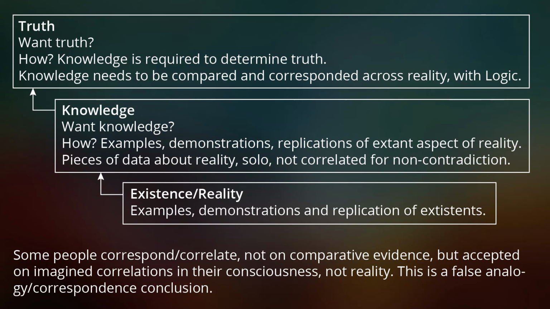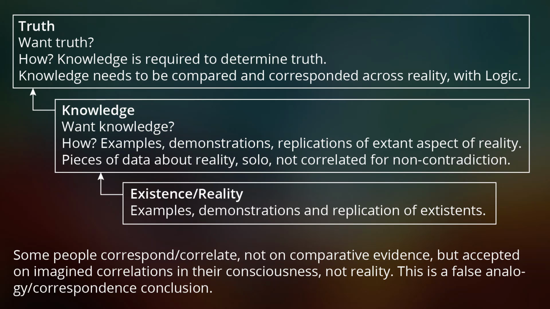Well, knowledge requires examples, demonstrations, and replications of extant aspects of reality. Pieces of data about reality, solo, that are not correlated for non-contradiction. So that's how you get knowledge, is examples, demonstrations, and replications of extant aspects of reality. But they're all solo, they're not correlated for non-contradiction. It's just things that are happening in reality, right? Whether you're being deceived into believing that these things are happening as a false repetition and false persistence through false sources that give the appearance of a reality, simply because they are a source that creates multiple sources and creates a corroboration and the illusion of veracity of reality through the repetition and persistence of something. So it's not correlated in correspondence. That's why if you only have knowledge, you don't have the truth, you don't have an understanding.